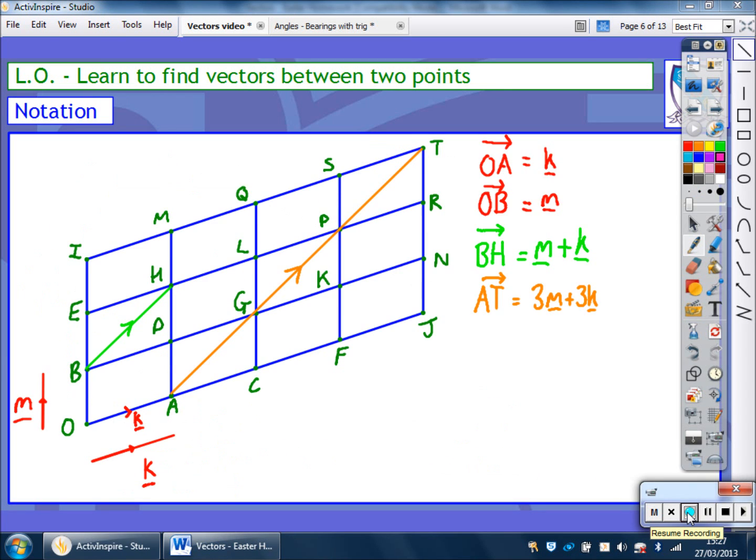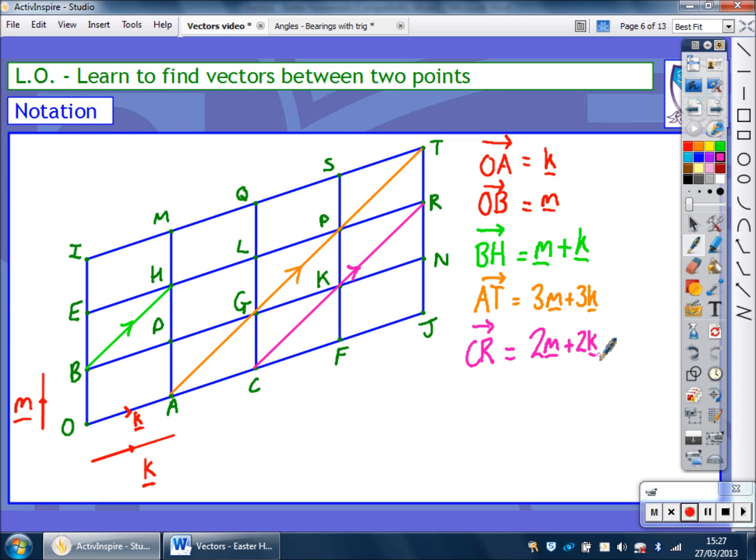Okay, let's go back to our grid. We've previously found the vector BH, so B to H, which we found was M plus K. We also found the vector A to T, which was 3M plus 3K. I'm also going to find one more vector which is going in the same direction, which is C to R. So the vector C to R, which is 2 of the vector M, and 2 of the vector K. So this one is 2M plus 2K.